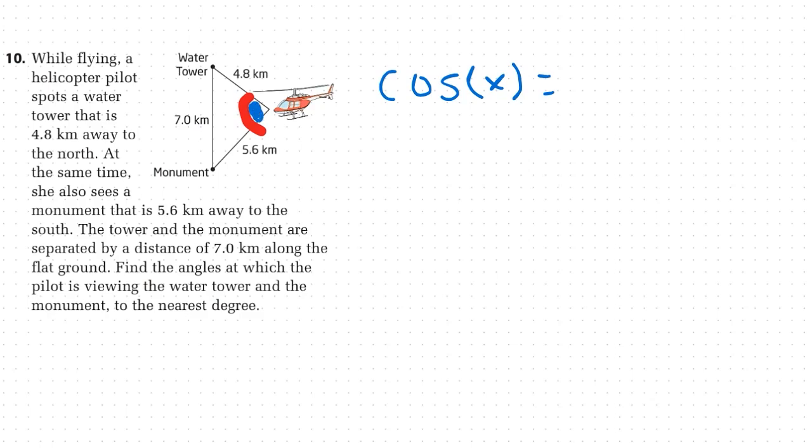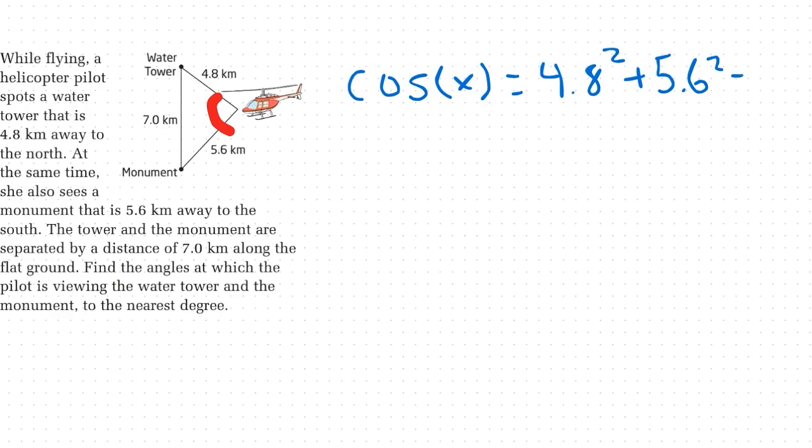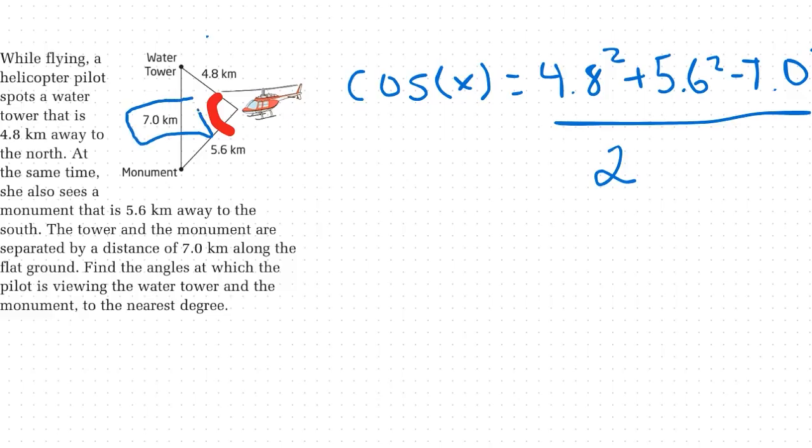See, in the formula you have to add two sides like this, right? So which two sides are they? 4.8, 5.6? Yeah, the ones which are just side by side, closest. Side by side, minus the opposite side squared. So 7.0 means what? It is 7. Next, 2 into.